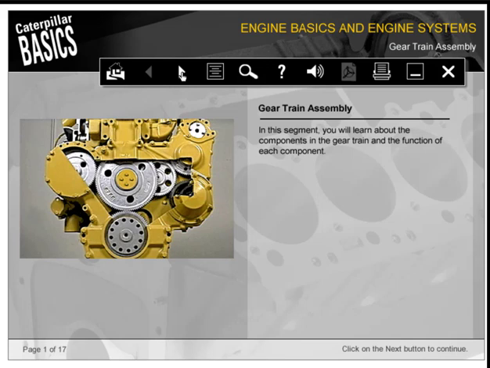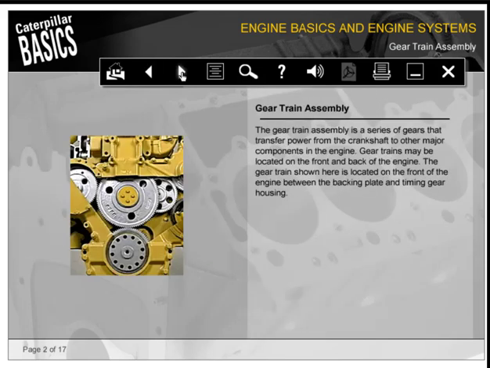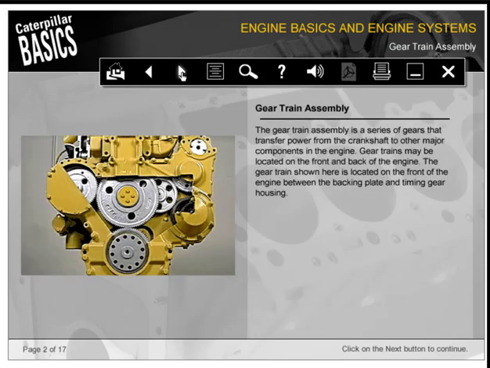In this segment, you will learn about the components in the gear train and the function of each component. The gear train assembly is a series of gears that transfer power from the crankshaft to other major components in the engine. Gear trains may be located on the front and back of the engine. The gear train shown here is located on the front of the engine between the backing plate and timing gear housing.